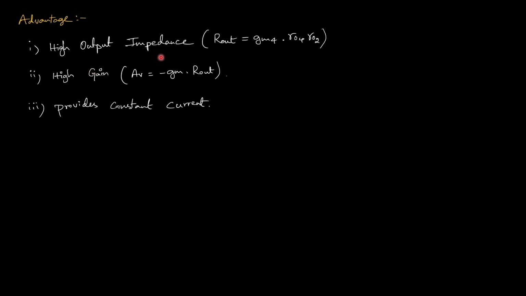The major advantage of using the cascode current mirror is that it has a high output impedance. A high output impedance gives high gain because gain is directly proportional to the output impedance, and it also provides us the constant current. So that's all for today. In today's video we learned why simple current mirrors are not perfect, how a cascode mirror improves matching, and the trade-off between accuracy and the voltage headroom.